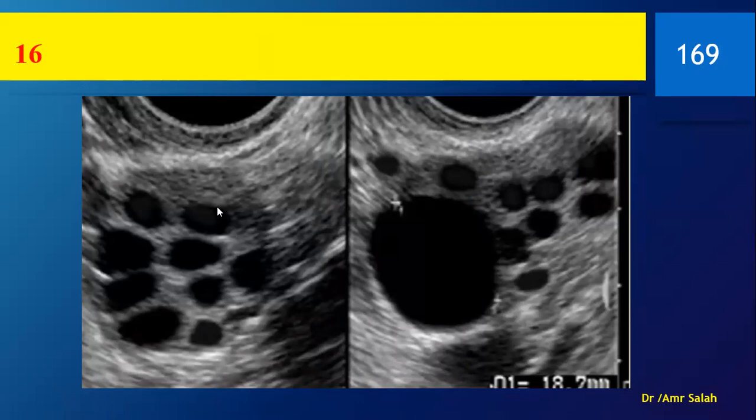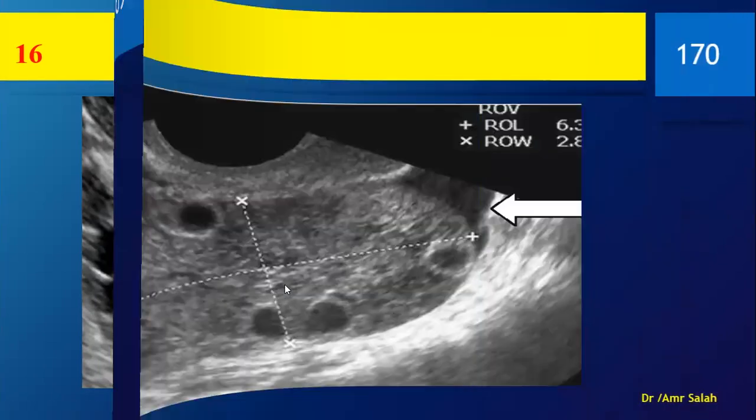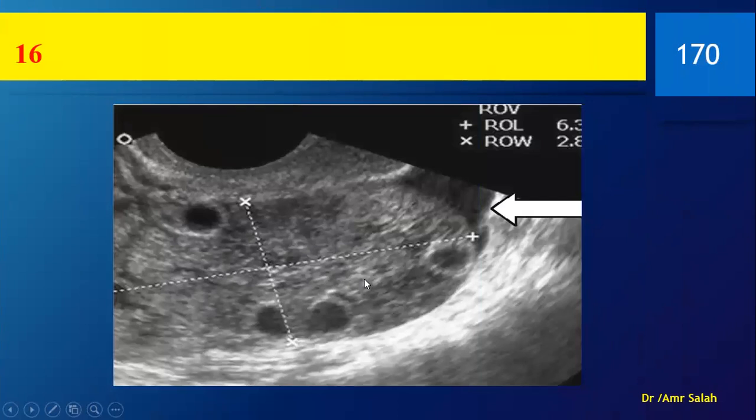Okay, this ovary has multiple follicles, and I tell you that this patient is 17 years old. So this is a multifollicular ovary. Bravo. What about this?